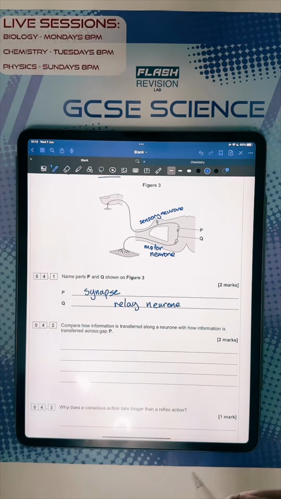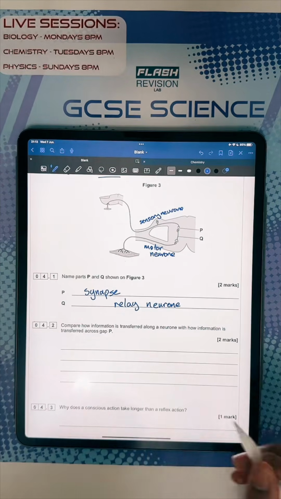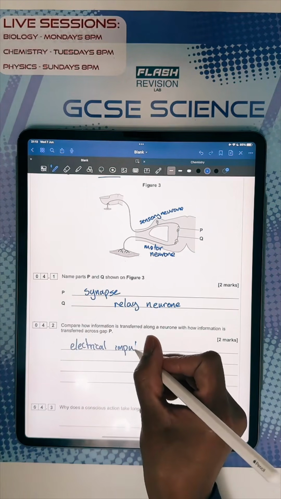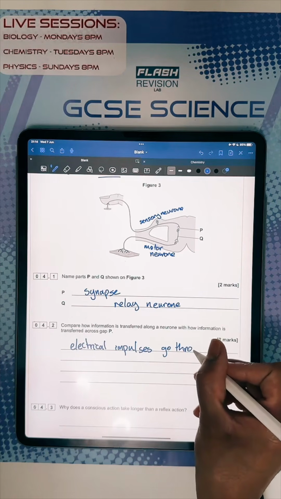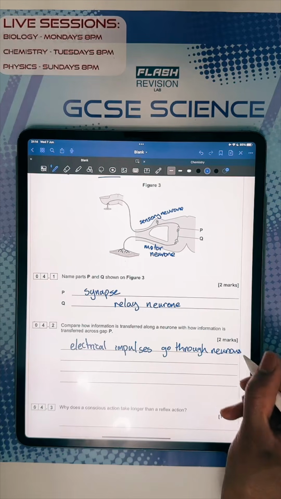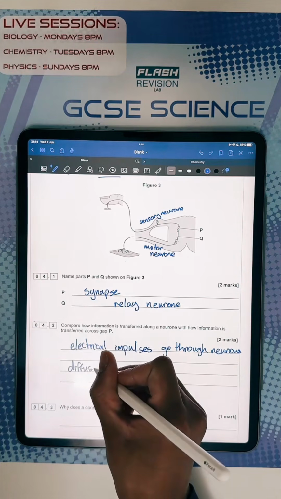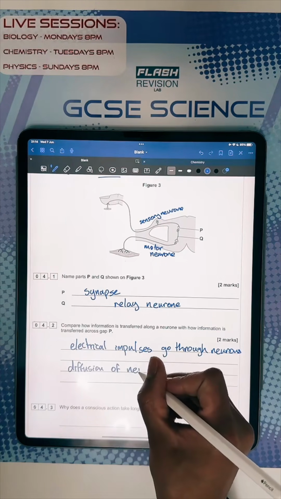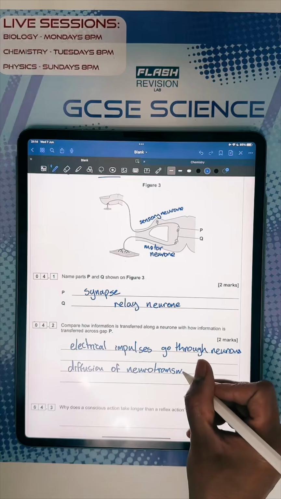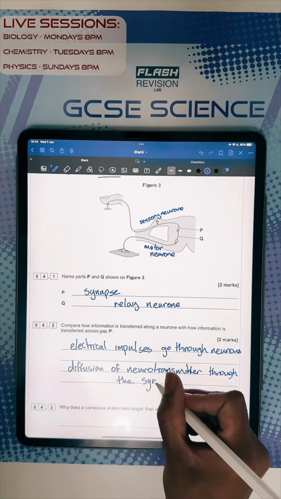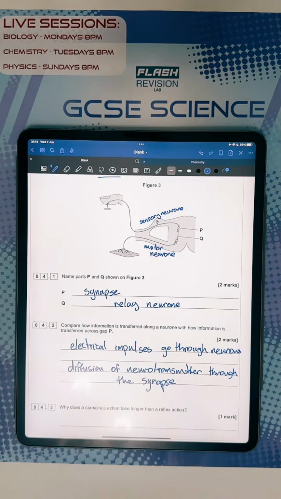Yep, good. So we've got electrical impulses that go through neurons. And then for the synapse, the way that passes through is diffusion of neurotransmitter. Diffusion of neurotransmitter through the synapse. Can you say chemicals are neurotransmitters? Yes, you can. That should be fine. Chemical transmitters is fine.